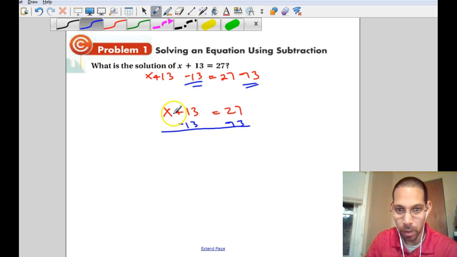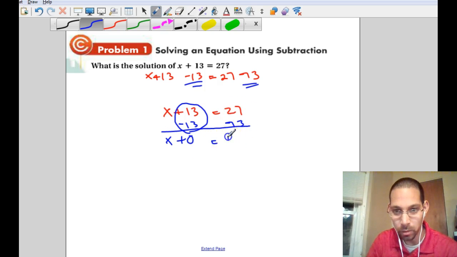So here, a positive 13 and negative 13 will end up being 0. Most teachers don't write it out like this, but this is basically what this means. These two are zeroed out or canceled out. The other side here is going to be 14. So x plus 0 is just x. Anything plus 0 is that anything. And over here on this side, you got 14.